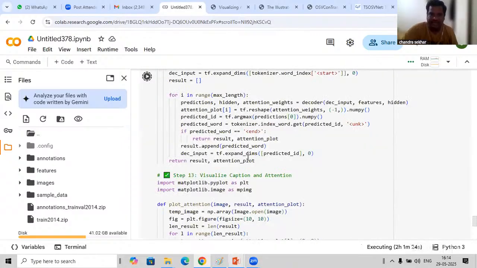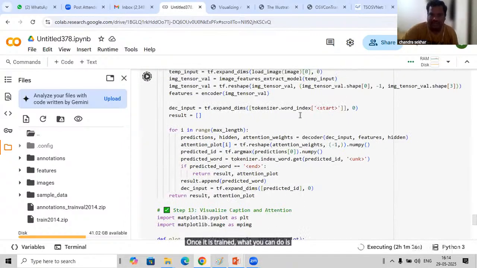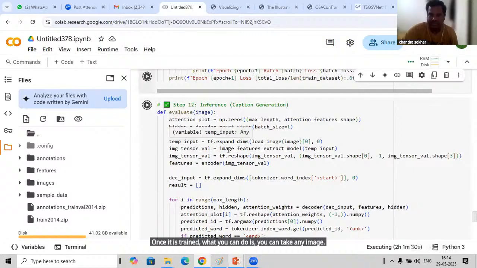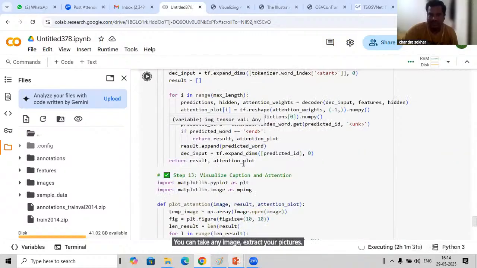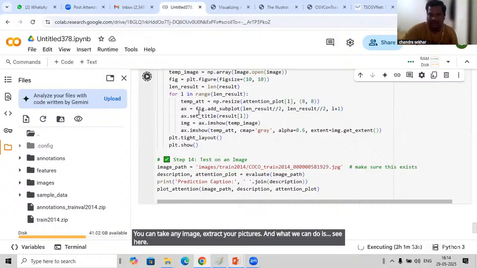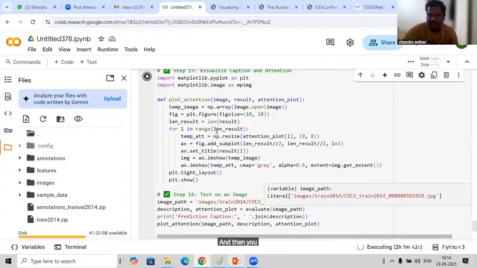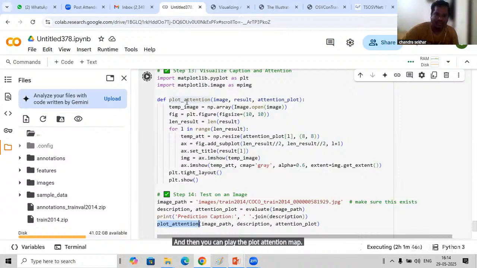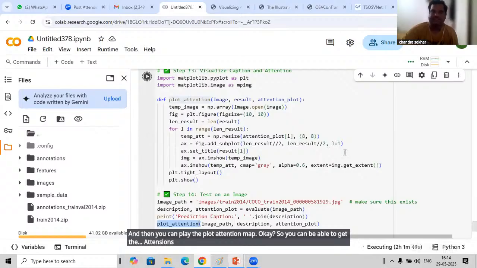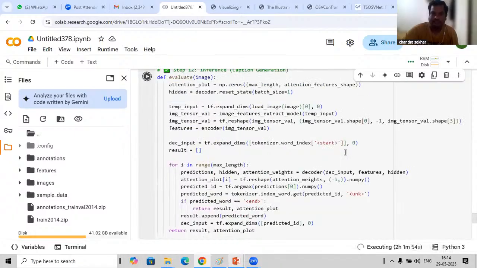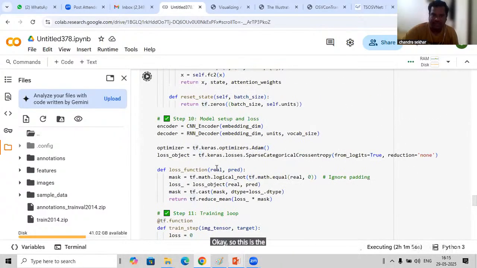Once it is trained, what you can do is you can take any image, extract the features. And see here, you can get the attention. Attentions for any image you can upload, and then you can call this function. Okay, evaluate image path, and then you can try the plot attention map. Okay, so you are able to get the attentions and the description. Okay, so this is the main part of the training.